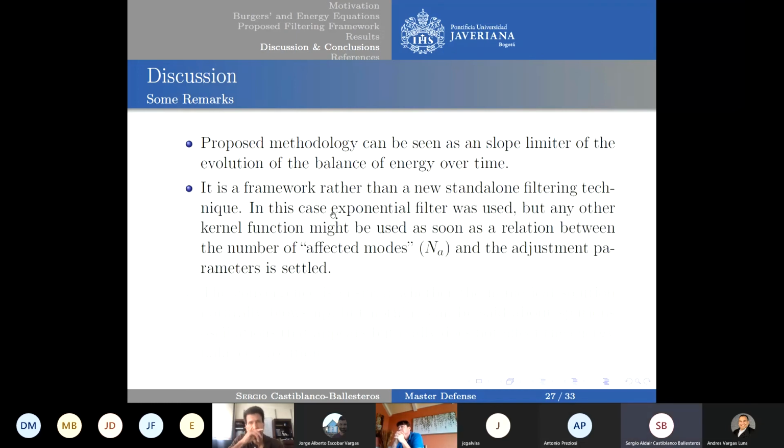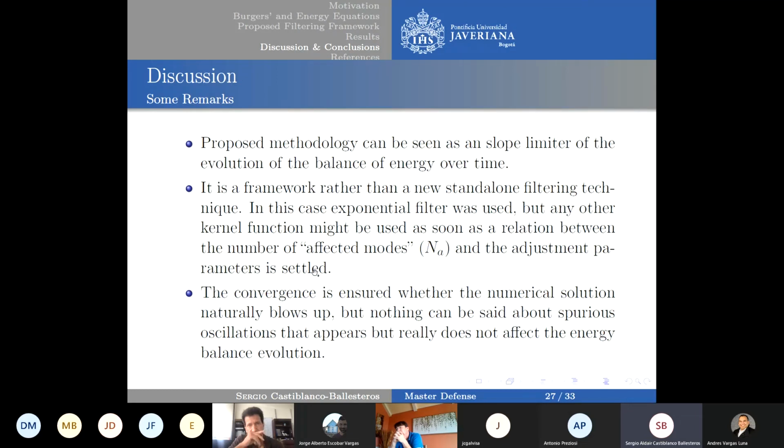It is a framework rather than a new standalone filtering technique, because in this case we are using an exponential filter. But we argue that any other kernel function might be used as soon as a relation between the number of affected modes and the adjustment parameters is settled. The convergence is ensured whether the numerical solution naturally blows up, but nothing can be said about the spurious oscillations that appear but really do not affect the energy balance evolution computed numerically.